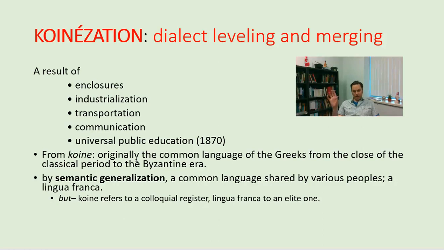So Koine is the common Greek. It was the Greek that was used commonly by all people. It is in fact the kind of Greek that the New Testament is written in. And so we get this idea of Koinezation as a process of different varieties, different regional varieties, class varieties being sort of leveled out and merging together. So Koine was originally this common language of the Greeks, and by semantic generalization, it's come to mean a common language shared by various peoples, a lingua franca.